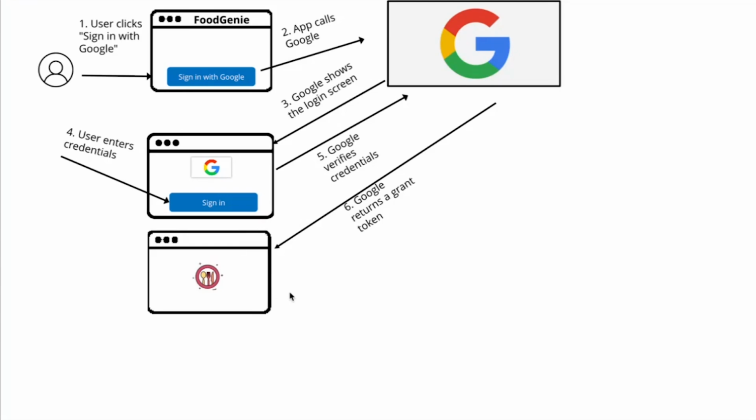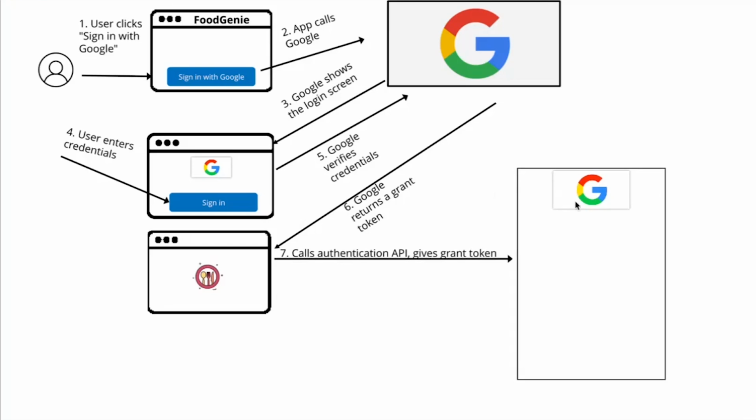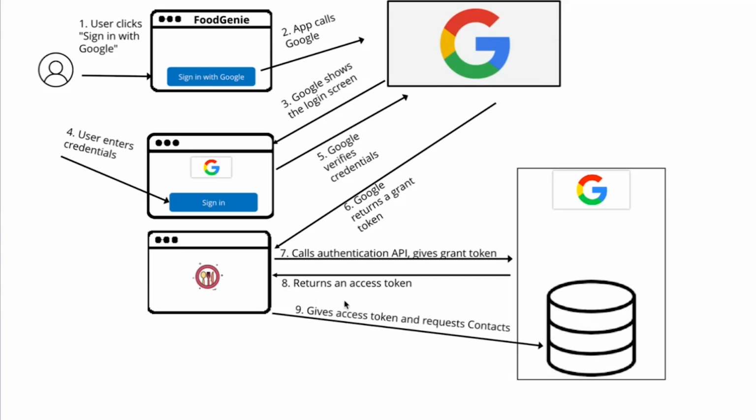Once Google returns a grant token, this application calls Google's Authentication API. It says, okay, this is the Food Genie app, and I have the grant token. Can you please give me an access token so that I can access this user's contacts stored in Google? After verifying the scope and the grant token, Google returns an access token. This access token is valid for an hour. Now Food Genie gives this access token and makes an API call to Google to request contacts. Once the access token is accepted, Google gives Food Genie access to my contacts.